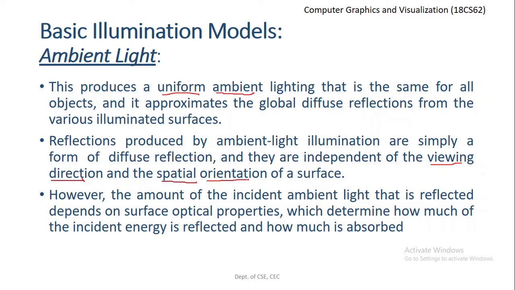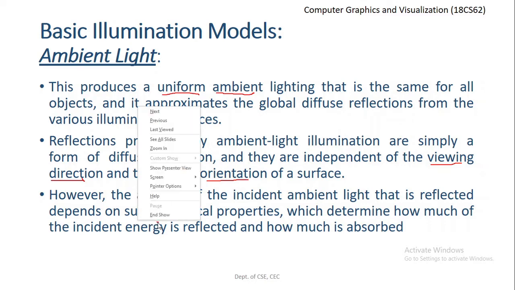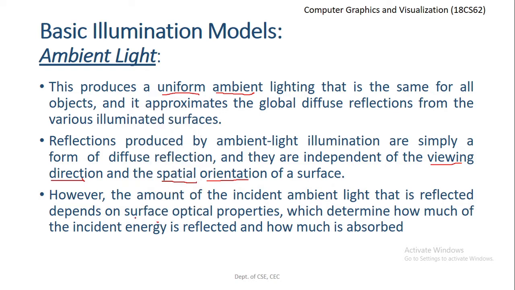So what do we mean by surface property? If the surface is a very highly reflective surface such as a mirror, then the entire light may be reflected back. Okay, so the surface optical properties determine how much of the incident light energy should be reflected and how much of the light energy should be absorbed by a given object, right? So this is about the ambient light.